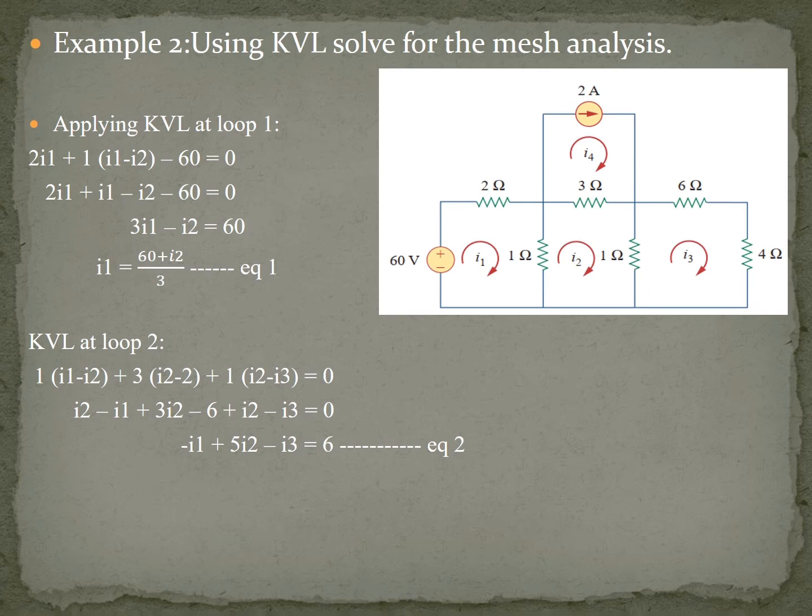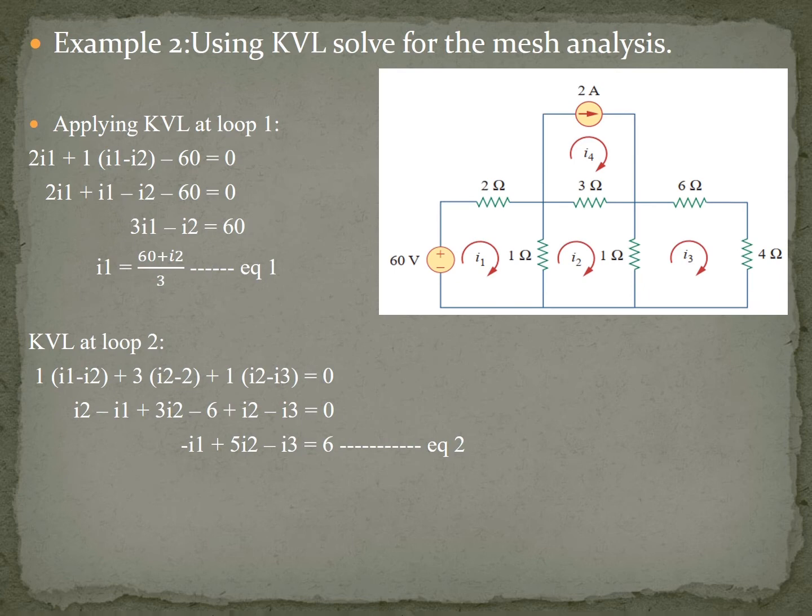Applying KVL at loop 1, we will get 2I1 plus 1 bracket I1 minus I2 bracket minus 60 equal to 0. We rearrange the equation, we will have I1 equal to 60 plus I2 over 3. So, that is equation 1.